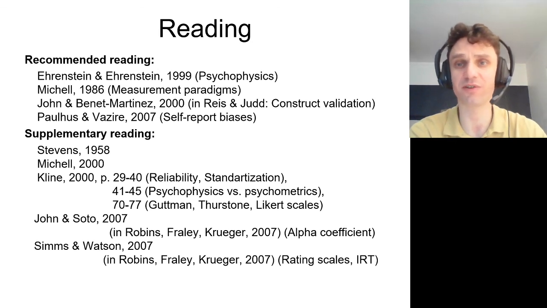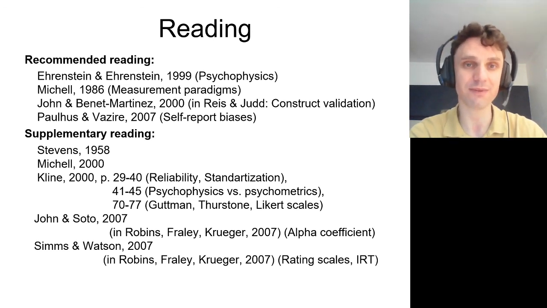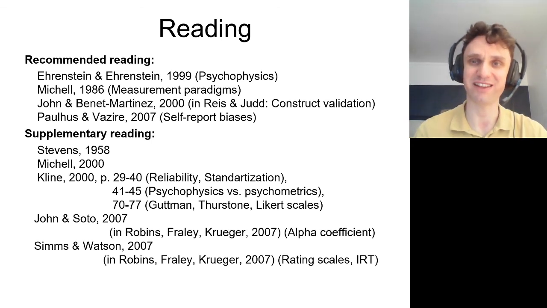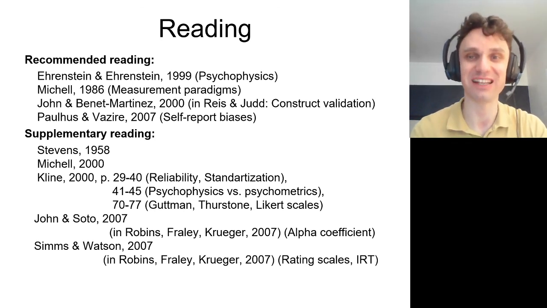I propose the book of Paul Klein, The New Psychometrics, but there are also others. In Russian, there is Ferenc Bacharach. And if you're interested in some specific issues like measurement paradigms or psychophysics or construct validation, there are also chapters about it. So this recommended versus supplementary is quite optional depending on your own interests.